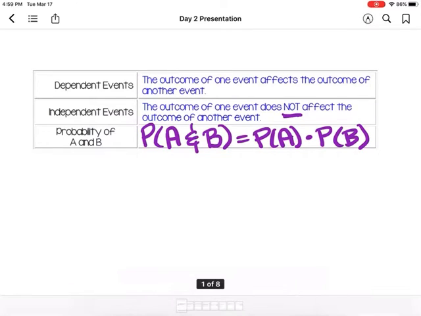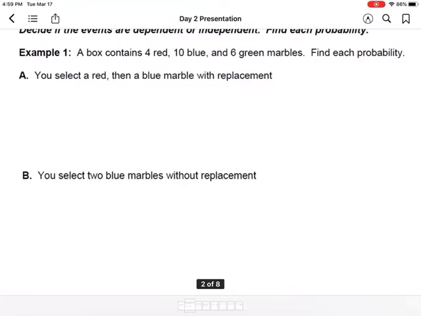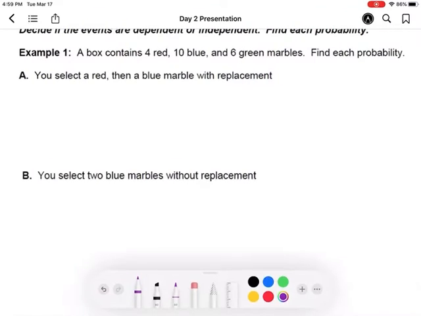All right, I'm going to go to the next page here. It says decide if the events are dependent or independent, then find each probability. The box contains 4 red, 10 blue, and 6 green marbles. Find each probability. You select a red, then a blue, with replacement. With replacement means that you are putting that red marble back before selecting the blue.